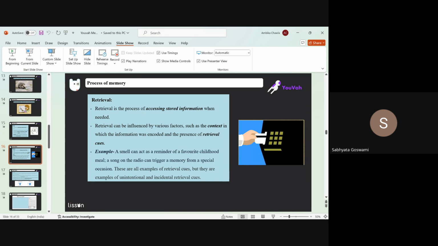Retrieval can be influenced by various factors like the context in which the information was encoded and the presence of retrieval cues. Retrieval cues are basically small external or internal stimuli because of which our retrieval improves, right? For example, sometimes a smell can act as a reminder from our childhood. Like there are these particular crayons we used in childhood, and once we smell them we feel the same way, right? Can you give me an example of a retrieval cue that works for you?